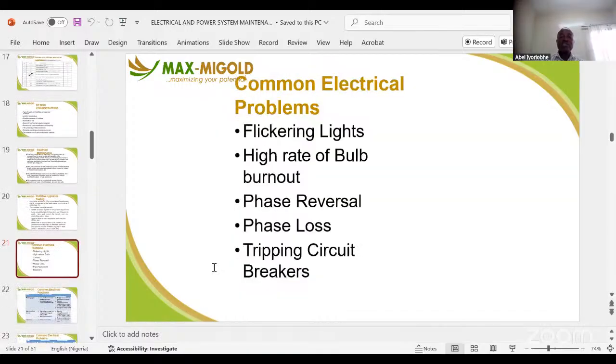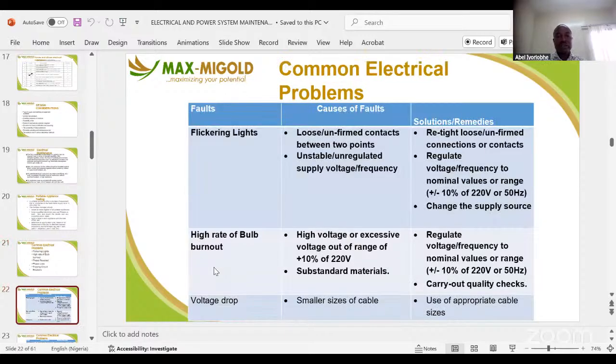So we have common electrical problems. Flickering bulb. Your bulbs are burning, they are dying, phase reversal, phase loss, triple circuit breakers, and the rest. So this is a table for various problems we face in a building, in our facility, and how you can solve them. Loose connection, what do you do? Loose contact, what do you do? You retighten, and ensure firm connection or contact.